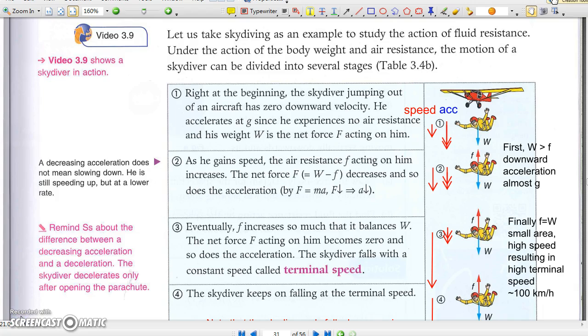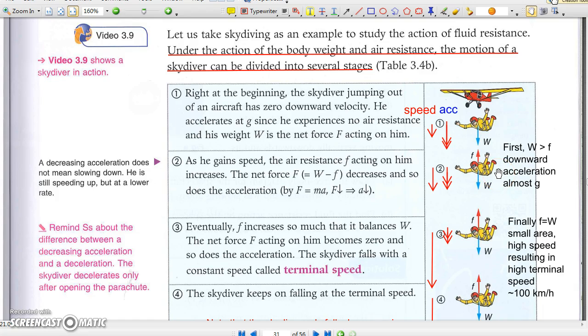Skydiving is a common example used to illustrate fluid resistance and terminal velocity. It starts from the instant when a skydiver jumps out of a plane. At the beginning, his downward speed is 0, and the weight W is the only force that pulls him downward, producing an acceleration of 9.81 meters per second squared.